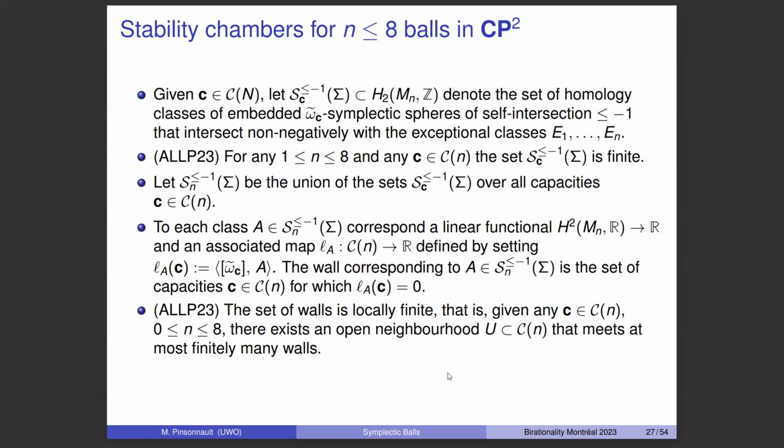So, okay, so stability chambers. Let me just speed up a little bit. I'm sorry about this. I was sure I had still half an hour. Okay, so okay.